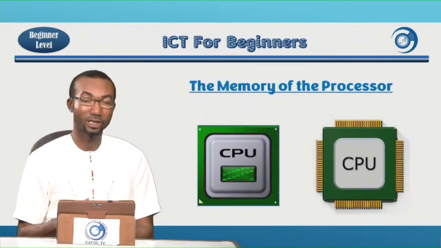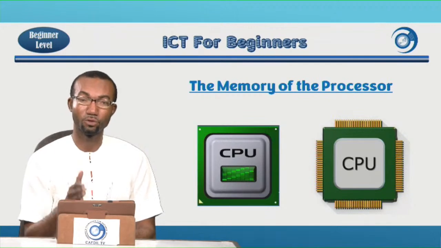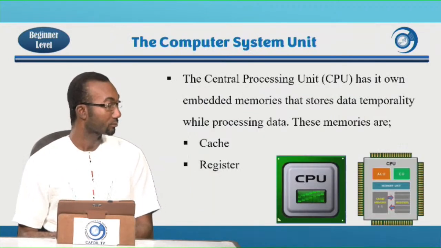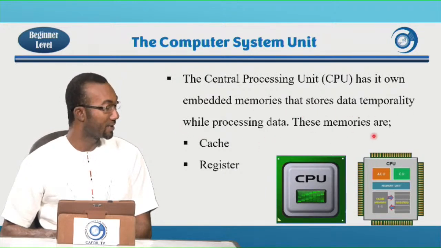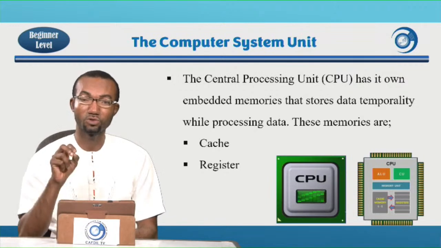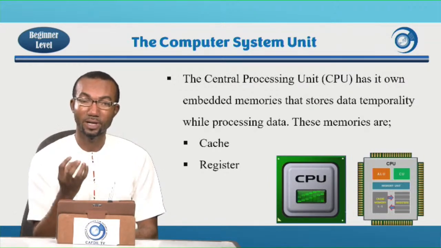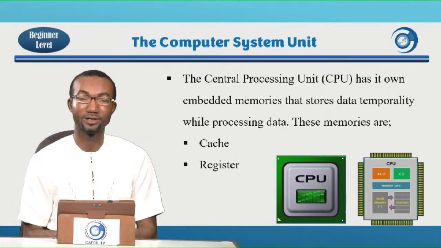Good. Now let's get to the memory of the processor. We said we have the ALU, we have the control unit, and then the memory. The central processing unit has its own embedded memories that store data temporarily while processing data. These memories are cache memory and register. The processor also contains some kind of memory, and we call that memory cache and then the register.